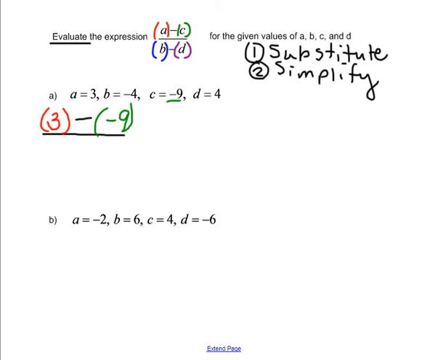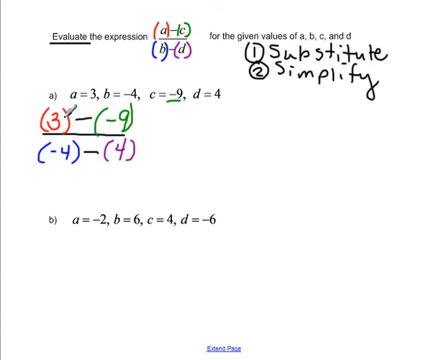In my denominator, I have b. The value that we were given for b is negative 4. And then notice that subtraction sign there, so we want to be sure that the subtraction sign from the original problem comes down, and we're going to subtract d, and our value for d is 4. So it's still inside those parentheses, the d is gone, and now it's been replaced by a 4.